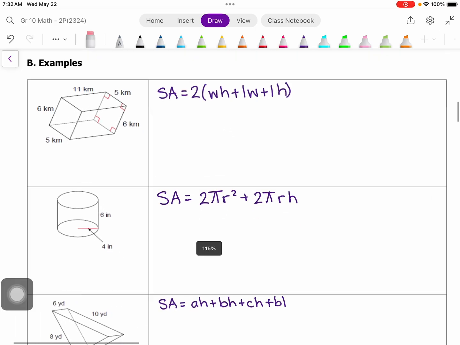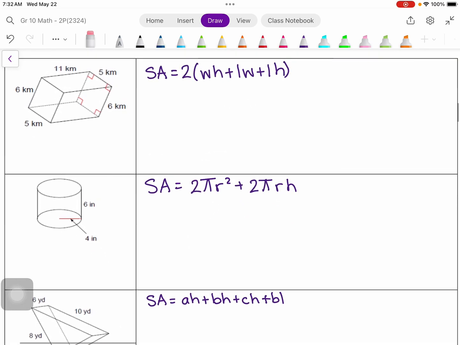I've already written out the formula so we don't have to go back and forth. Good practice is to identify each of the letters from the formula and what they are. It makes it a lot easier to not make mistakes as you are inputting your numbers into the formula. So we have over here, the width is 11 kilometers, the length is 5 kilometers, and the height is 6 kilometers. So you can even identify on your diagram just like this.